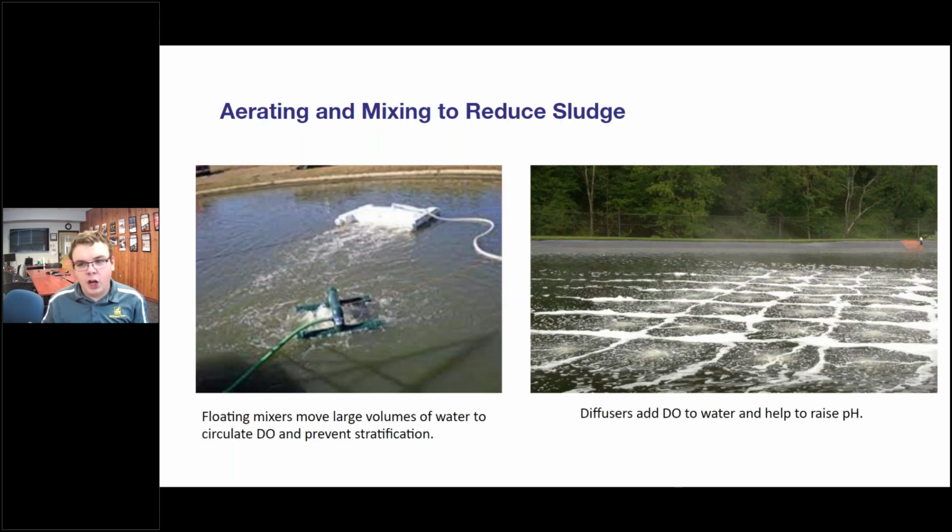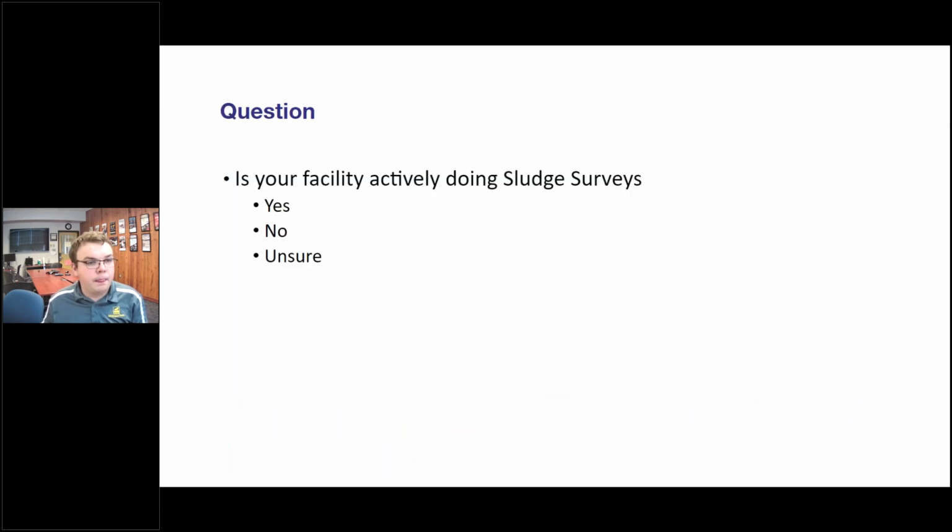So this is where the aerators and the diffusers come in again. They help mix the lagoon system, they help keep those solids in suspension for longer, and they help put oxygen into the system so you have more aerobic respiration to help speed up your processes and just keep that lagoon sludge layer down as much as possible.